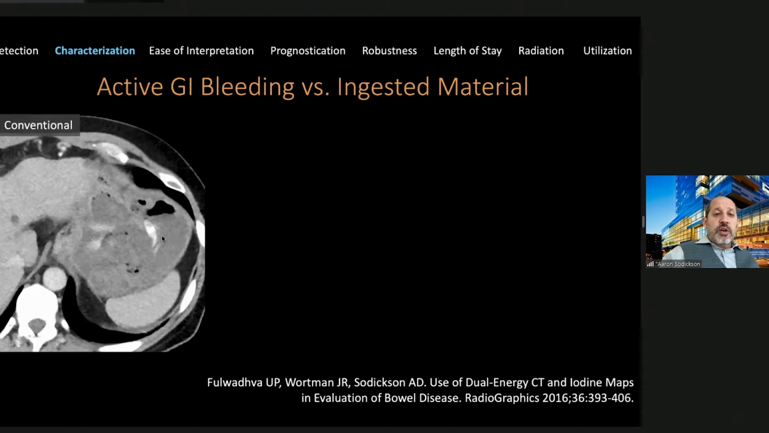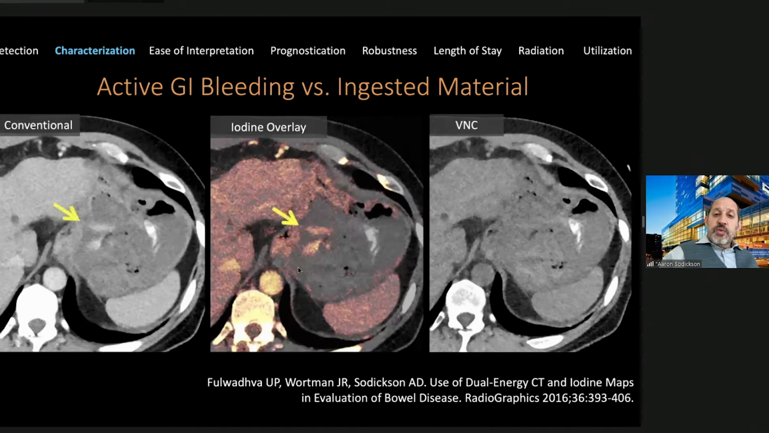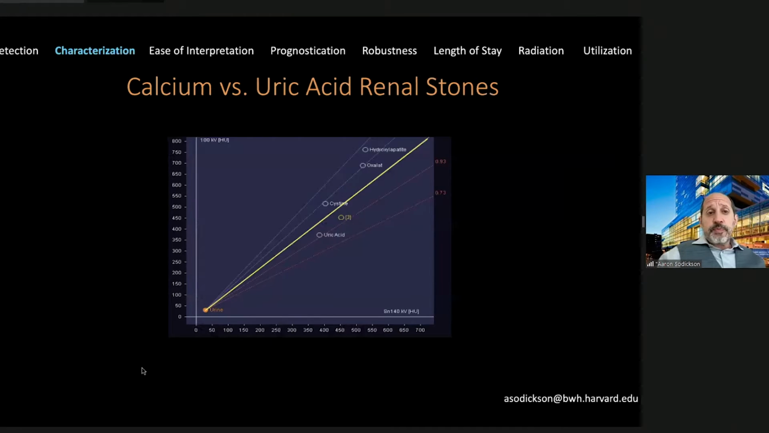Here's a patient who comes in with GI bleeding, who has some bright spots in the stomach here. If we look at these, this one, orange, disappears. That is active contrast extravasation of iodine. This other one does not color code as iodine and persists on the virtual non-contrast. This is Pepto-Bismol that the patient took for their abdominal discomfort. We can tell them apart with dual energy, not on conventional imaging.